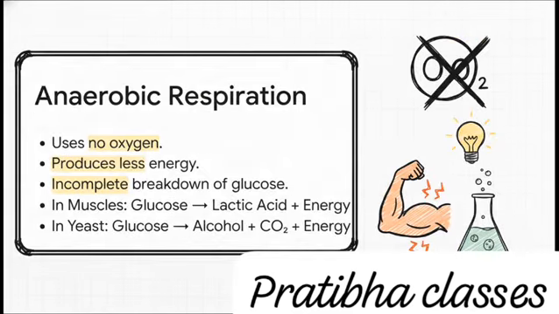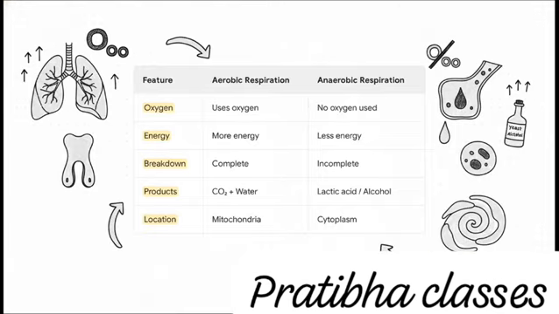But what happens when you're sprinting and your body needs energy way faster than you can get oxygen to your muscles? Well, that's when anaerobic respiration jumps in. This is respiration without oxygen. It's way less efficient and produces a lot less energy. And here's something you've definitely felt, that burning sensation in your muscles after a really tough workout. Yep, that's a buildup of lactic acid, and it's a direct result of your muscles switching to this emergency energy plan.